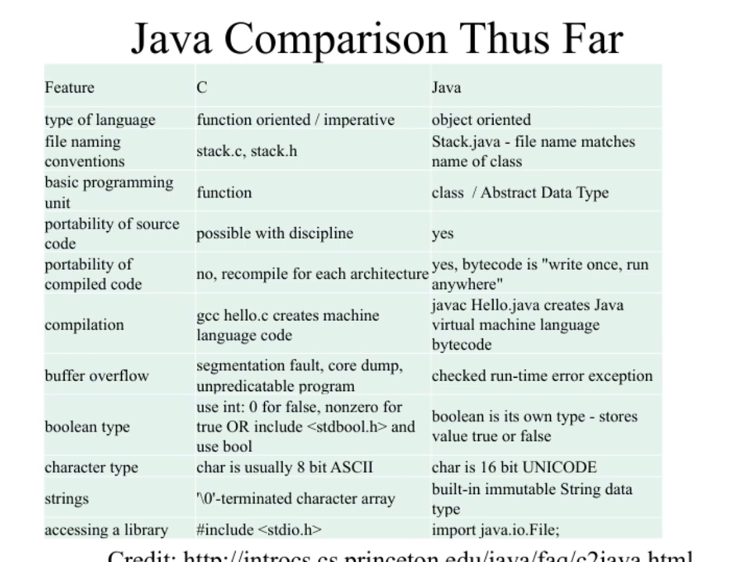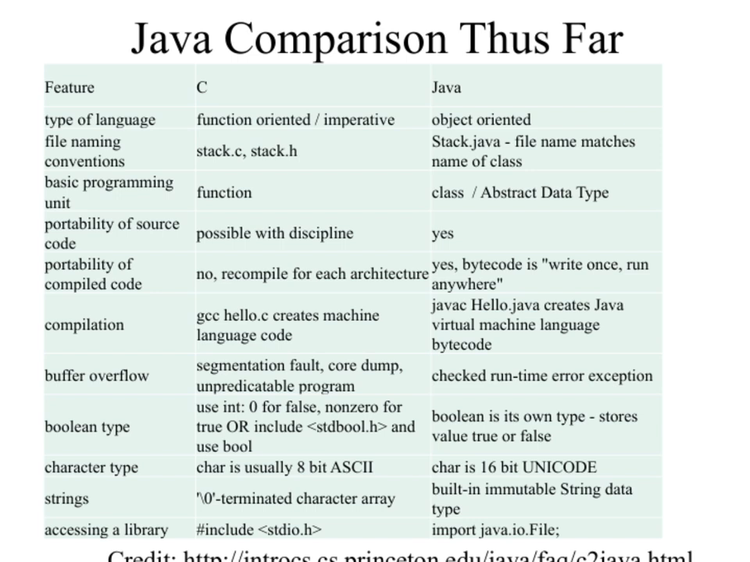Speaking of compilation, C code is compiled with GCC, converting it into machine language specific to the target architecture. Java uses the javac compiler to produce bytecode, which is executed by the Java virtual machine, making it platform independent. Buffer overflows are a common concern in C. They can lead to segmentation faults, core dumps, and unpredictable behavior if not carefully managed. Java, however, performs runtime checks, and such errors throw exceptions, making programs more stable and secure.